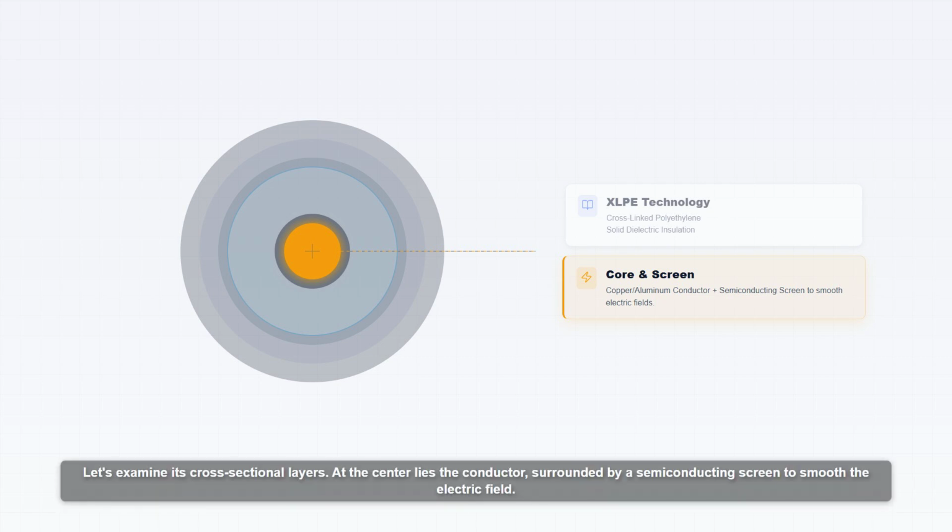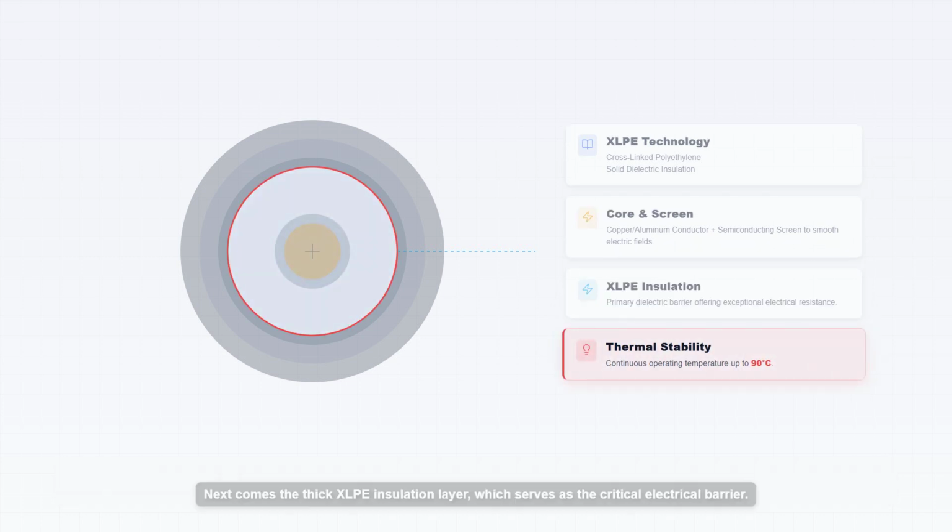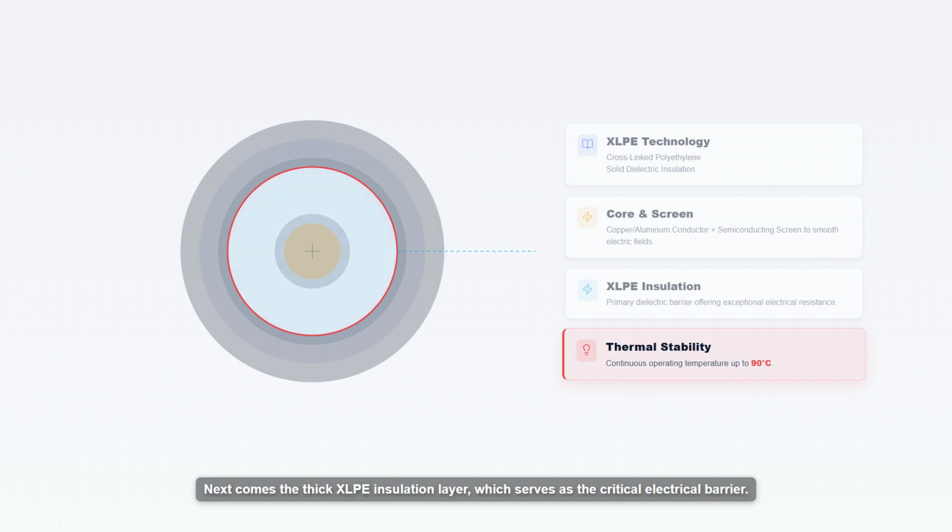Let's examine its cross sectional layers. At the center lies the conductor, surrounded by a semiconducting screen to smooth the electric field. Next comes the thick XLPE insulation layer, which serves as the critical electrical barrier.